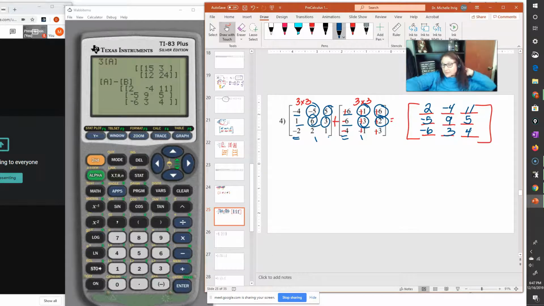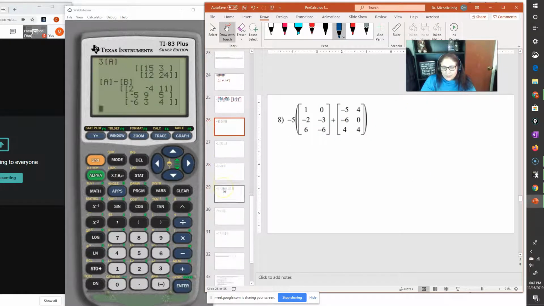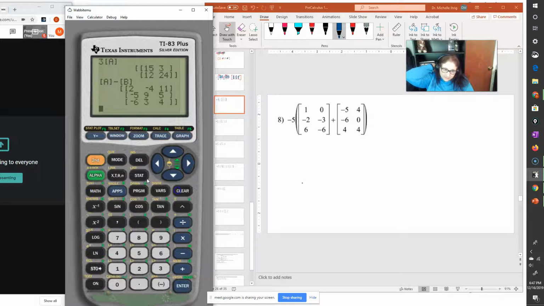So one way is if you see a negative, then you're subtracting the matrix, change all the signs. Probably the easier way is if there's no variables, is to put all the numbers into the calculator. Okay, we are almost done. Okay, here is another problem that we're going to just put it in the calculator because it's ugly. And we don't like ugly problems.